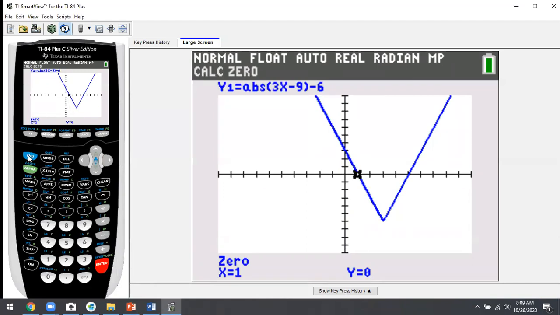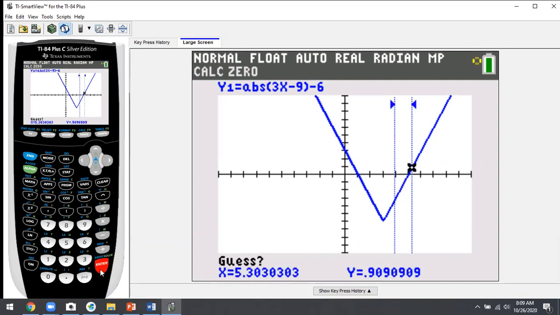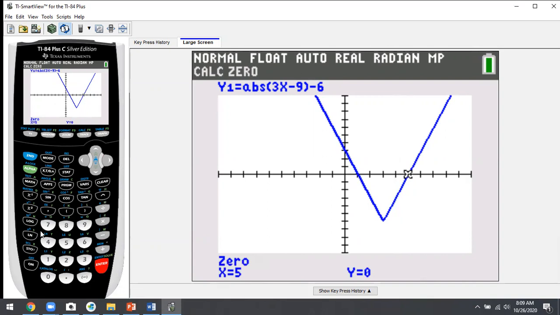We'll do the same thing for the other one. Second calc, 0. Somewhere to the left of the other one. Somewhere to the right, and hit enter, and you get 5. So there's our 2 zeros.